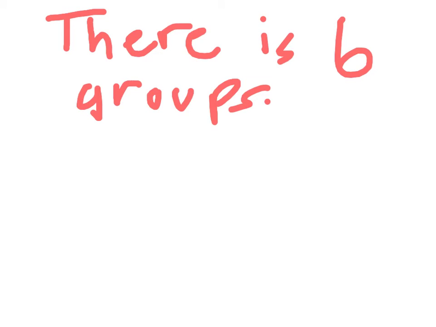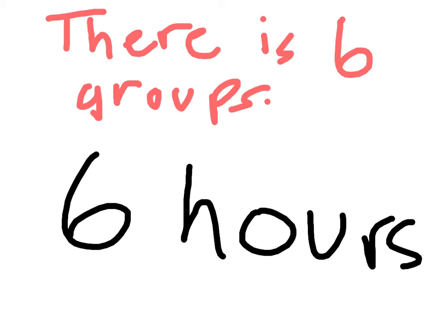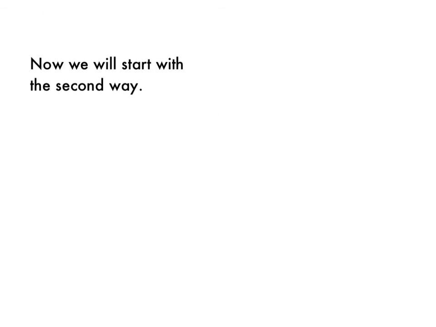The question was, how long will it take for me to walk the path? What we do is we transform this answer into time. So it said 2/3 per hour, and there are 6 groups. So you know it will take 6 hours, and that is your answer. Now we will start with the second way.